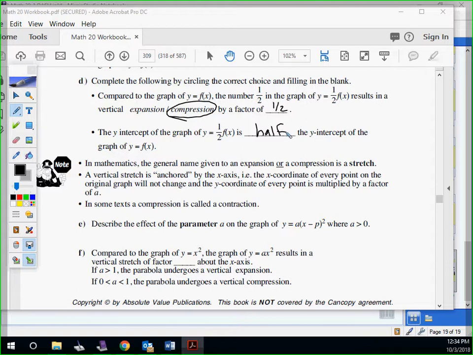Okay, so in mathematics, the general name given to an expansion or a compression is a stretch. So you can call expansion or compression a stretch unless I'm asking you to be specific. A vertical stretch is anchored by the x-axis, so the x-coordinates don't change because you're stretching the y's. The x's stay the same. Describe the effect of the parameter a on the graph when a is bigger than 0. It causes a vertical stretch. So when you have something in front there, it gives you a vertical stretch.